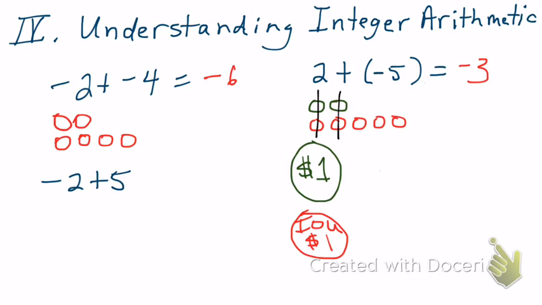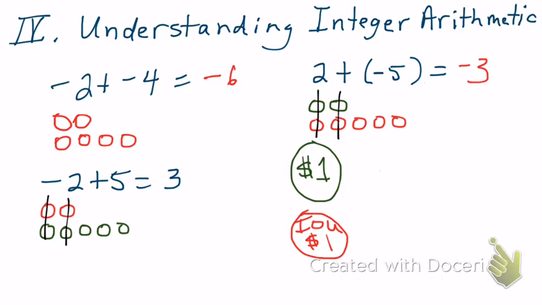And let's do one more. Negative 2 plus 5, so very similar to the last problem. So I owe $2, but I have $5. This time I have 2 of my dollars that cancel out my debt, and this time I actually have $3 that I'm in the positive, so my answer is positive 3.